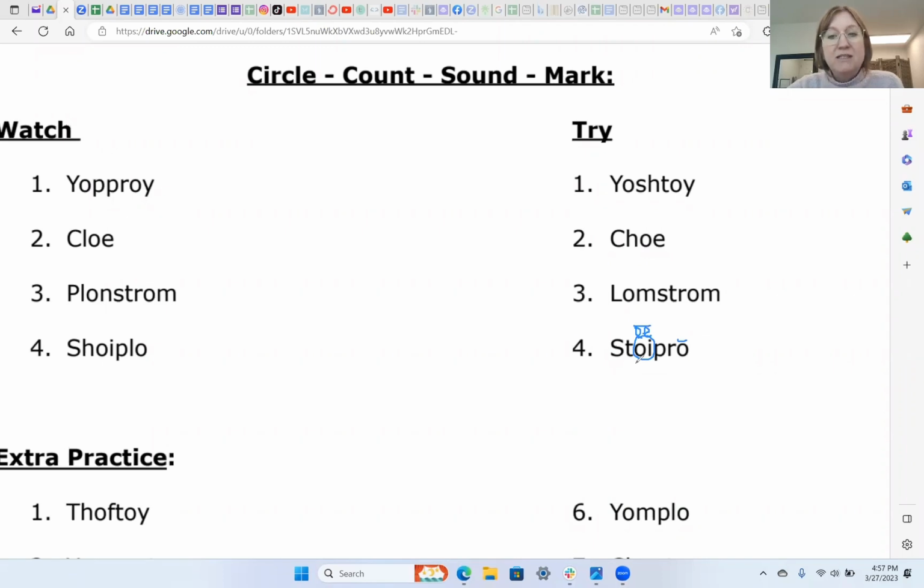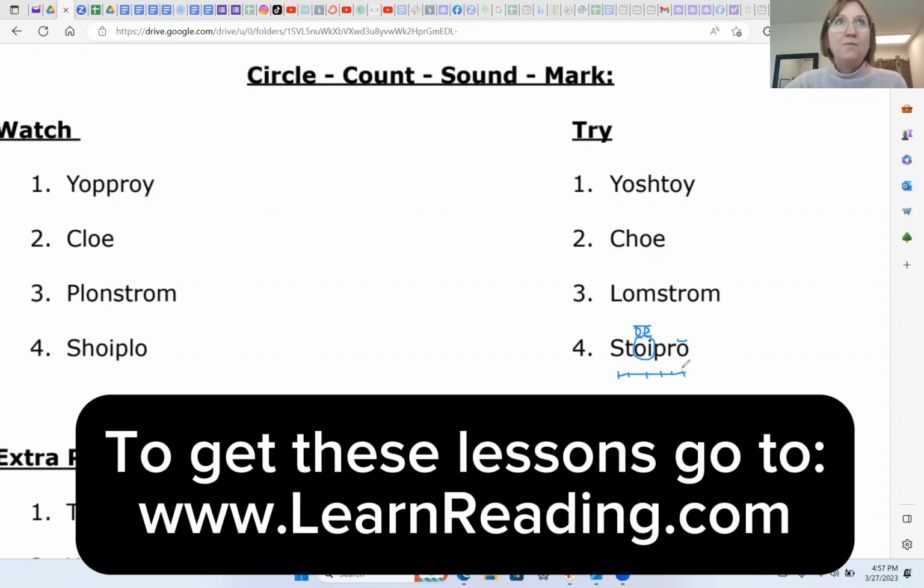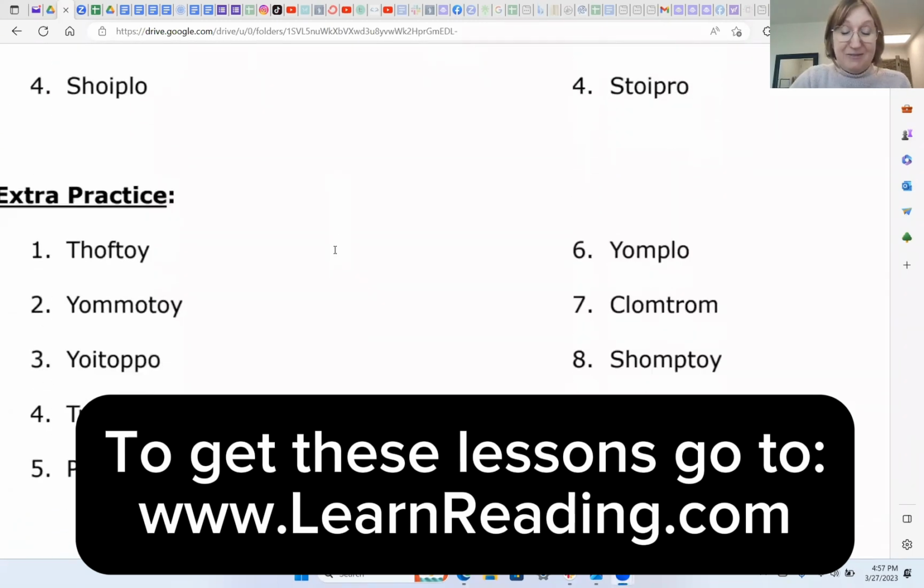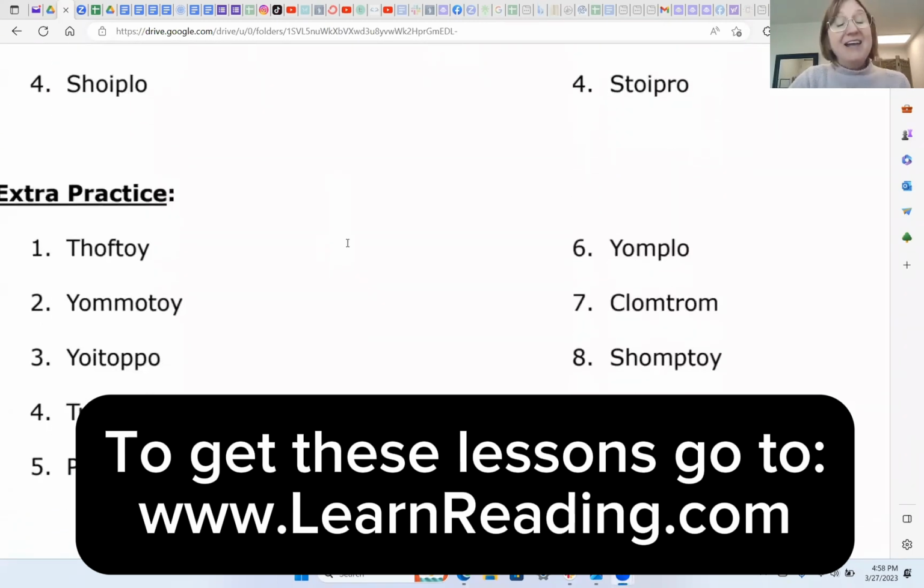So when we pencil read this word, it's oi, o, stoy pro, stoy pro, stoy pro. That's hard. Stoy pro. Not easy, you guys. My goodness. My brain is fried and I'm good at this stuff. Well, I hope that didn't sound like bragging, but I enjoy this stuff.